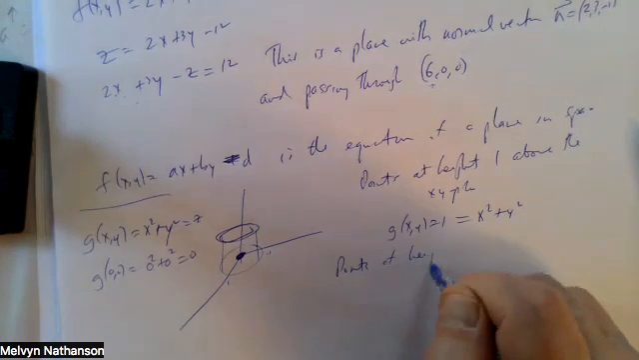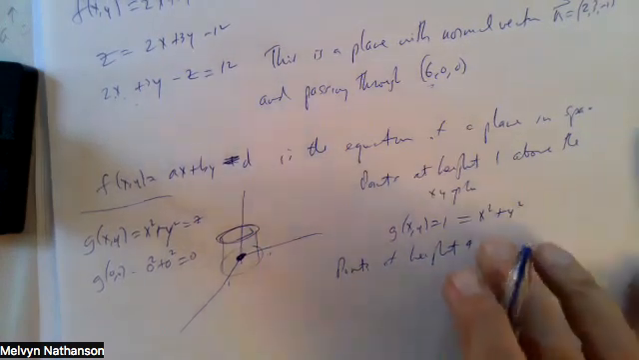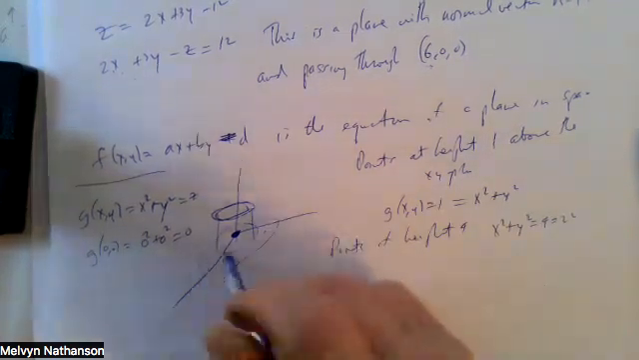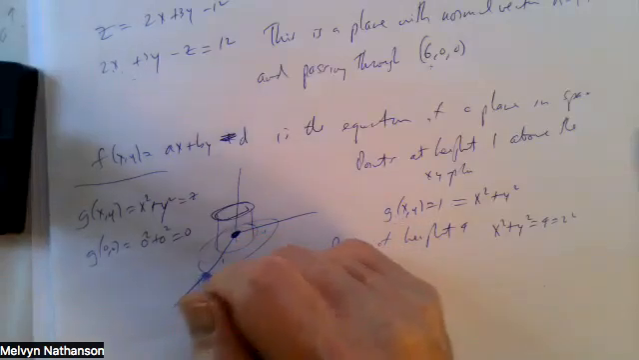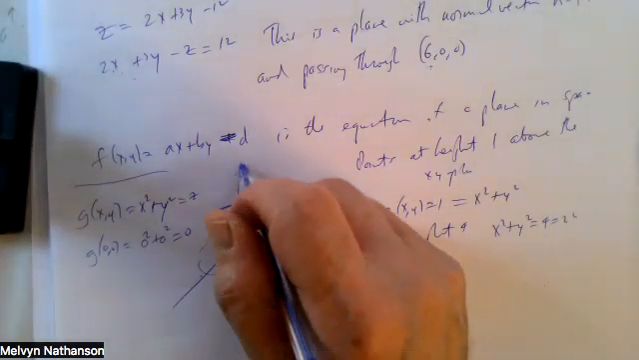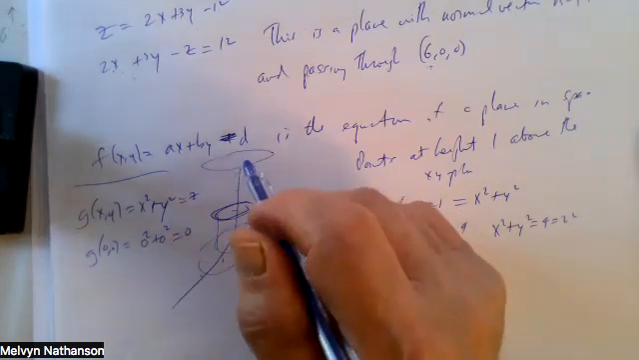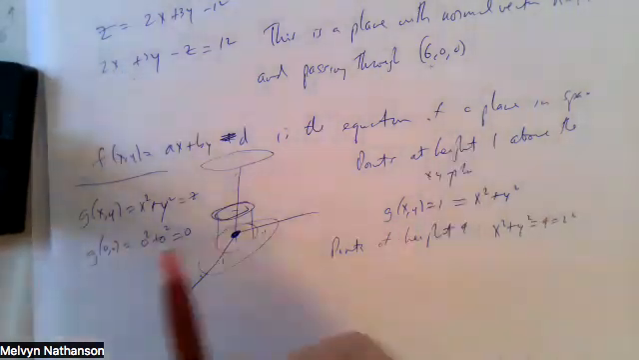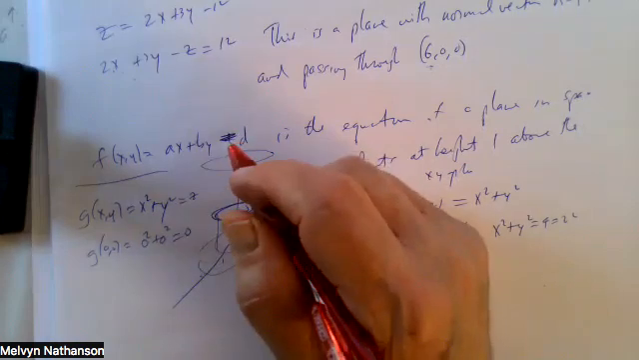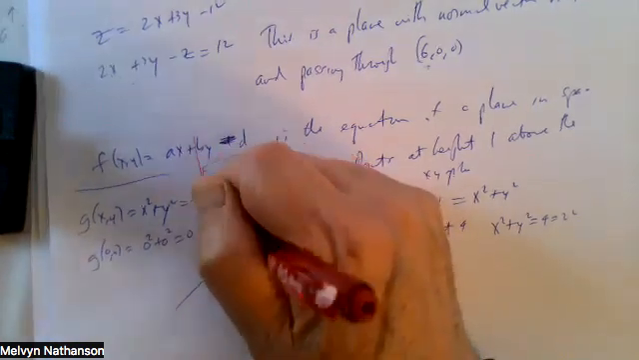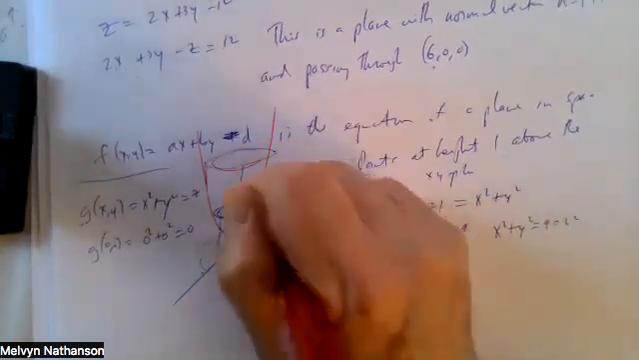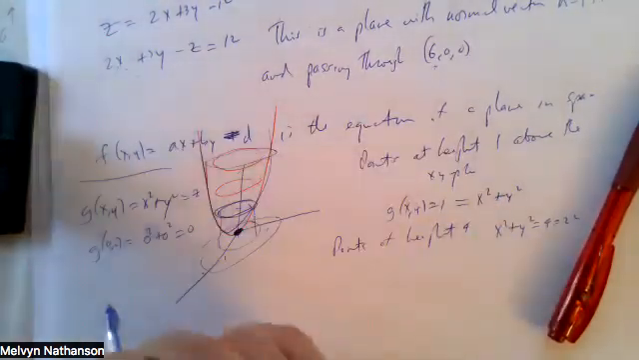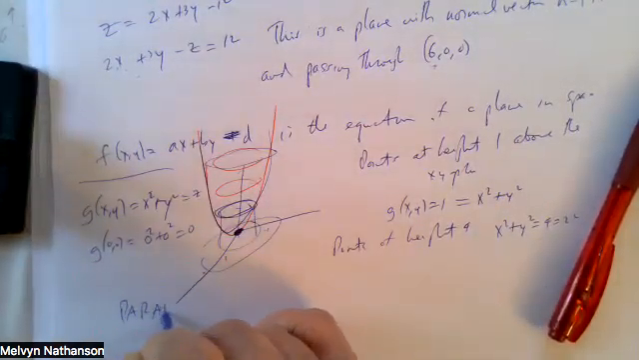What are the points of height 4? They're the points where x squared plus y squared equals 4, or 2 squared. Those are the points that are on the circle of radius 2. And they're up there. And in general, if you try to figure out the graph of the function x squared plus y squared, you get a surface which looks like this. It's like you take the parabola and you rotate it. So this is called a paraboloid.